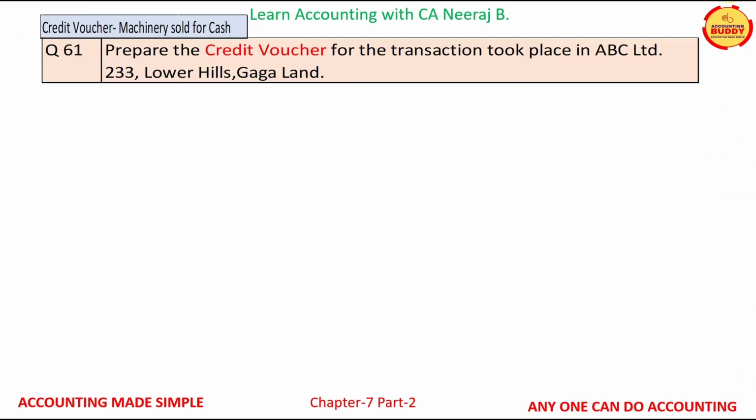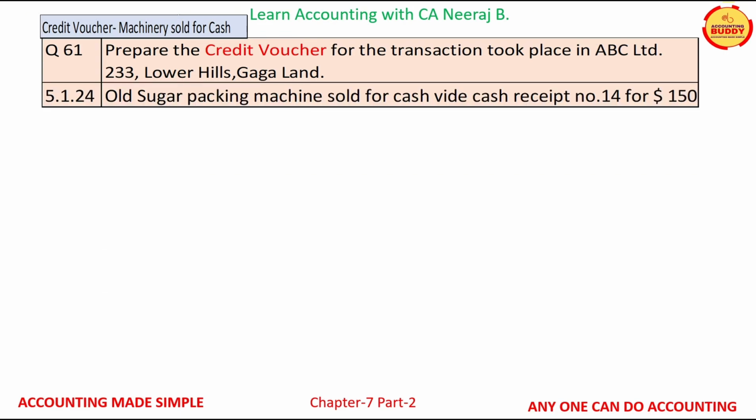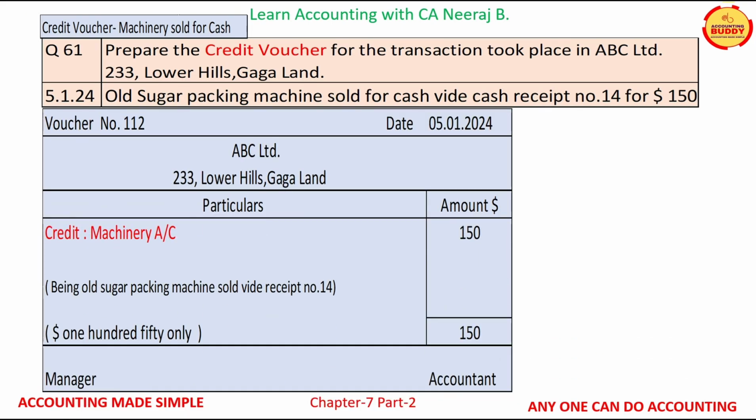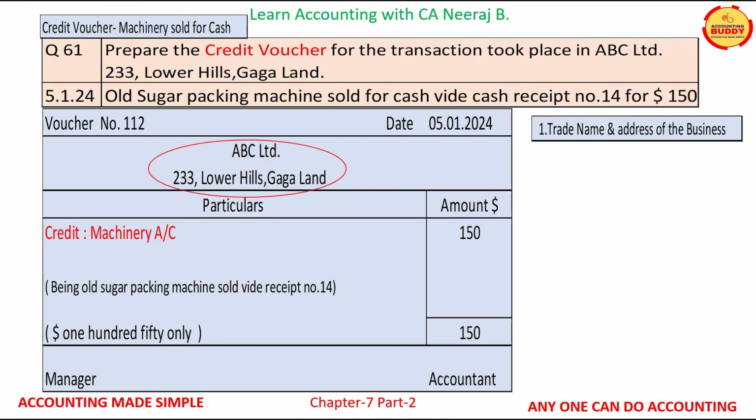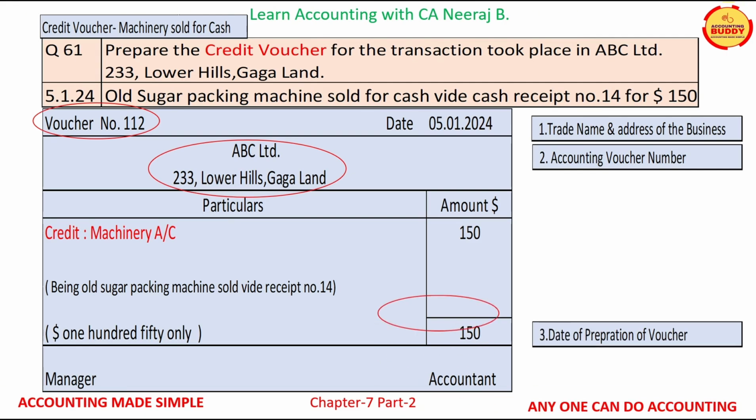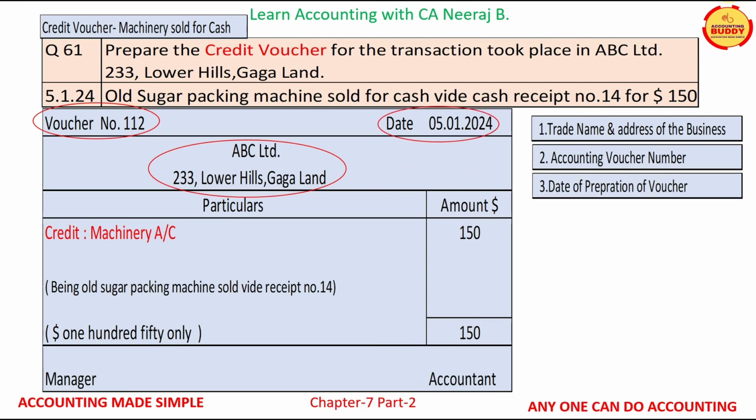Question number 61 is prepare the credit voucher for the transaction that took place in ABC Limited business. On 5th January 24, ABC Limited sold old sugar packing machine for $150 in cash. The credit voucher for this transaction will look like as displayed on your screen. The credit voucher is having the trade name and the complete business address. Credit voucher is numbered as voucher number 112 and is dated as 5th of January 24.